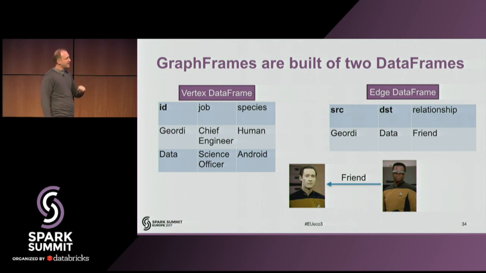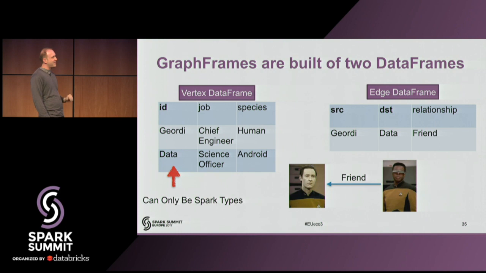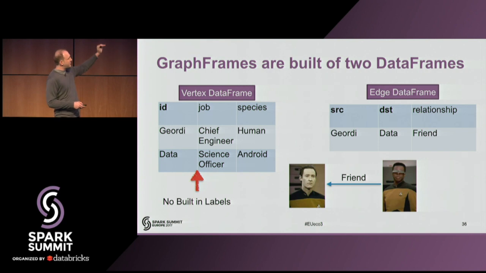So this is my tiny little example graph where we just have this one relationship between these two characters. One thing you'll notice here is that inside of this representation, the only types that we can have are Spark primitives, Spark Catalyst types, and there is no actual definition of a label on either the vertices or on the edges. Which means that if we store different types of information inside of our vertex table or inside of our edge table, it's up to us as the user to define what kind of thing it is or what properties actually apply to that particular vertex or edge.